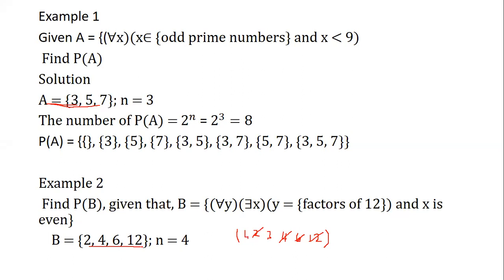Now, having gotten the members of set B, you can go ahead to form the power set. So here we have n of B as 4. Therefore, the number of subsets we are going to get now will be 2 power 4. And that 2 power 4 will be 16. So you have to get 16 subsets.